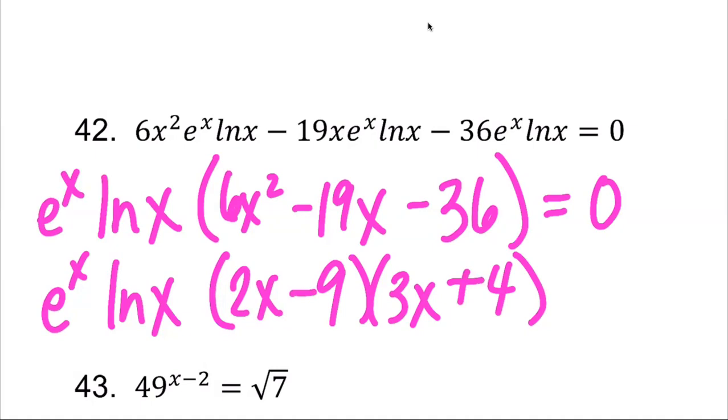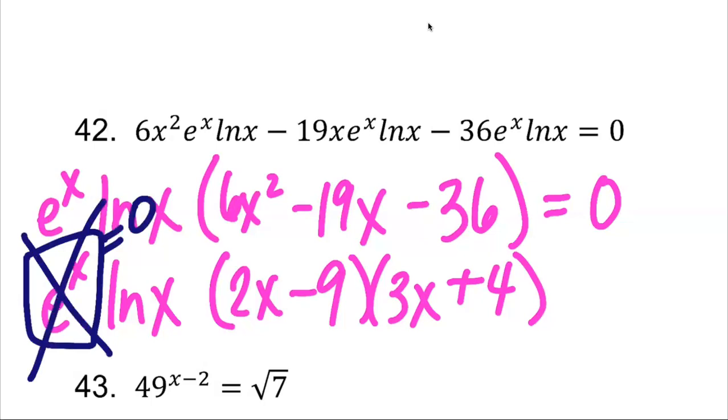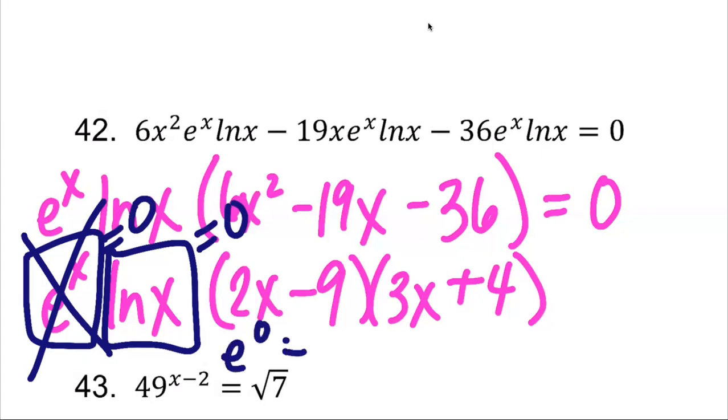So then from there, you're going to take each component and set it equal to 0. So I have e to the x equals 0, which can never happen. You can't think of any number that I would put in for x that would make that a true statement. The second one, I'm going to set equal to 0, the natural log of x. To solve something like this, I would change it to exponential form. So e to the 0 equals x, which would end up being x equals 1.